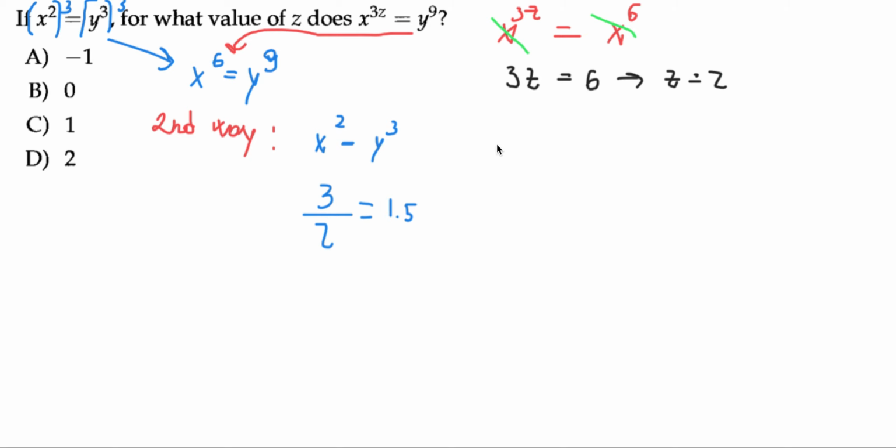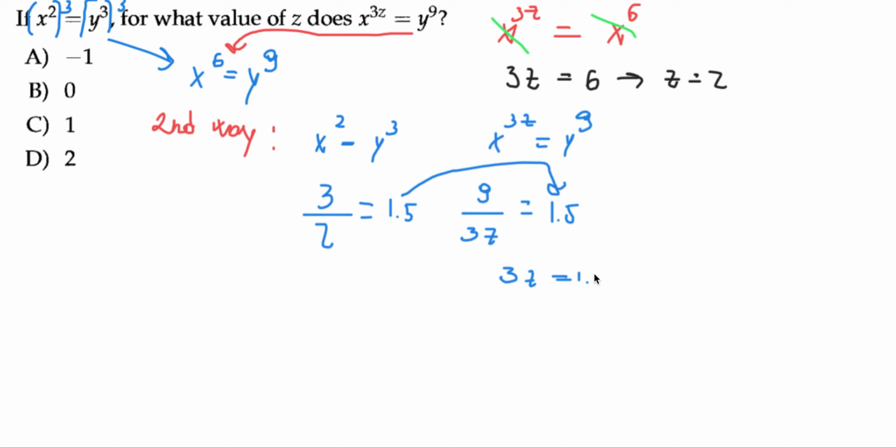Now we can do the same thing here, right? So x to the 3z is equal to y to the 9. Again, we don't pay attention to the bases, so the ratio must also be the same thing, 1.5. So 3z is equal to 1.5, right? And from here we can understand that z will give us 2, so we get the same answer, which corresponds to answer choice D.